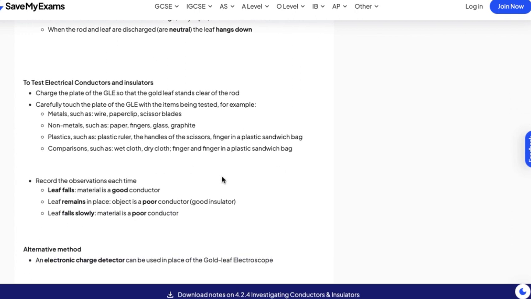So how do you test for electrical conductors and insulators? Charge the plate of the gold leaf electroscope so that the gold leaf stands clear of the rod. Then carefully touch the plate with the items being tested. For example, metals such as wire, paper clip, scissor blade, and non-metals such as paper, finger, glass, graphite, and plastics such as a plastic ruler, the handles of scissors, and sandwich bags.